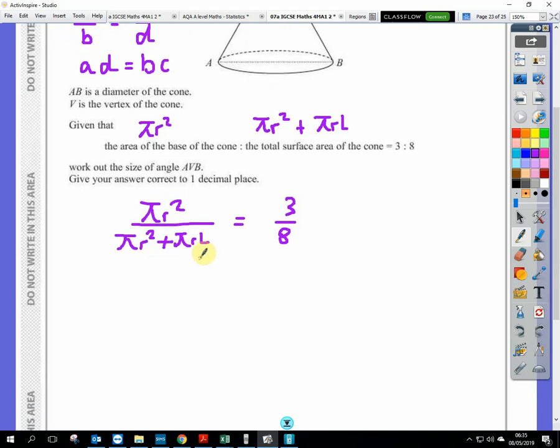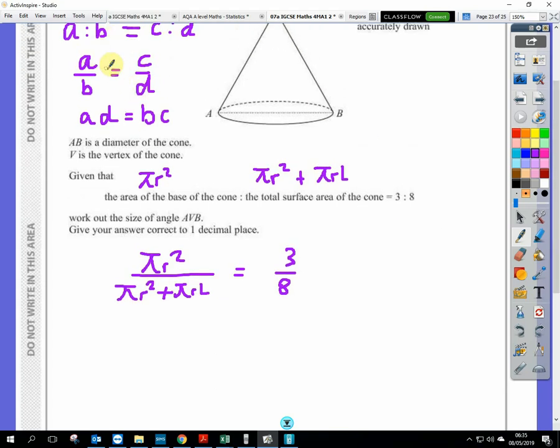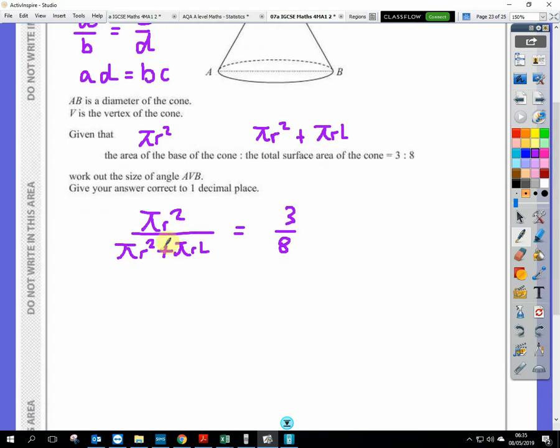It's got to be a common factor. What I can do now is if you look at above, I can multiply diagonally. So I can do something like this: 8 pi r squared is equal to 3 brackets this, because it's 3 times all of it. Okay, multiply out the bracket.